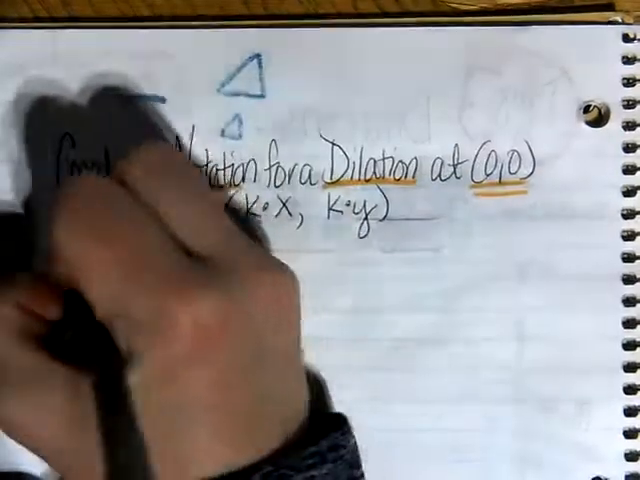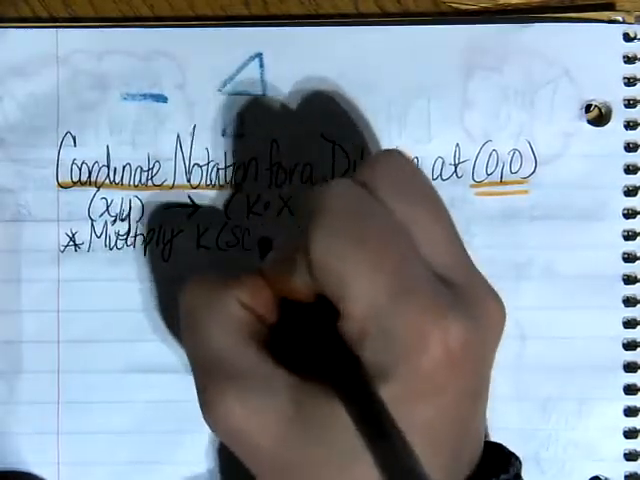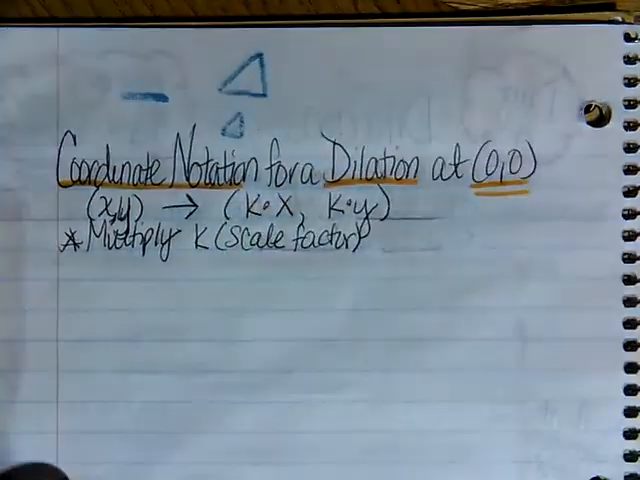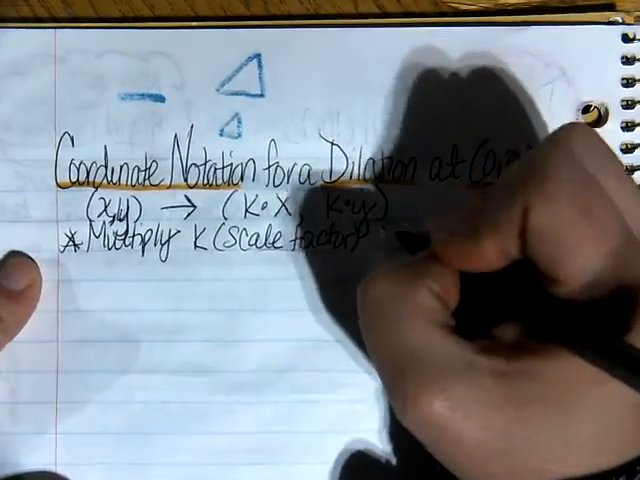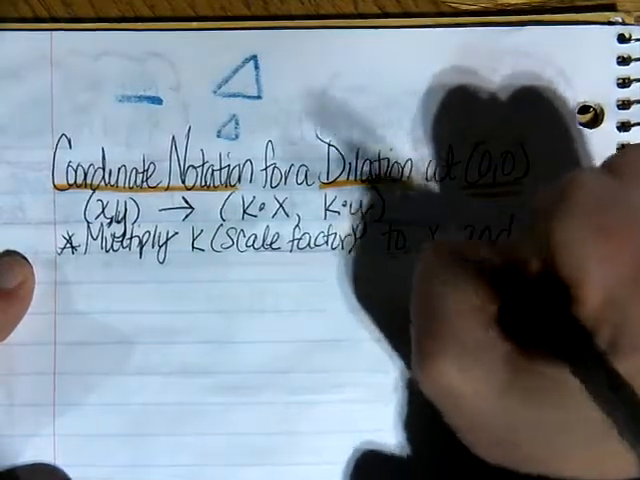So essentially what we're doing here is we are going to multiply the k value, which is our scale factor, to x and to y.